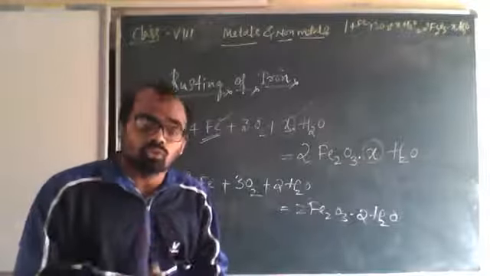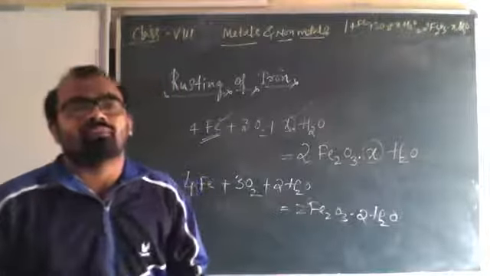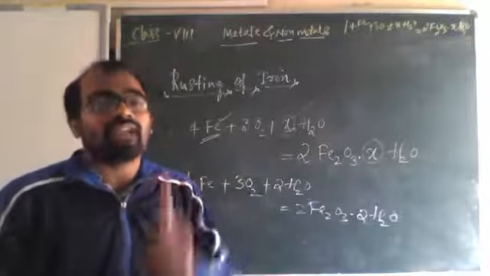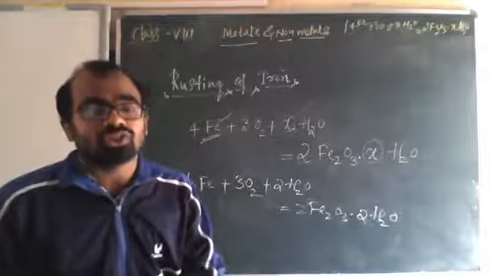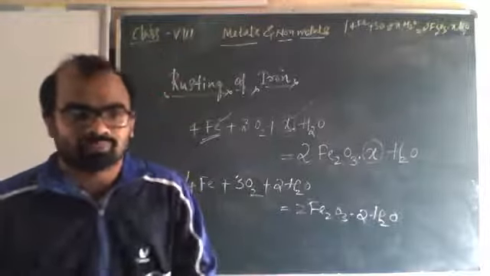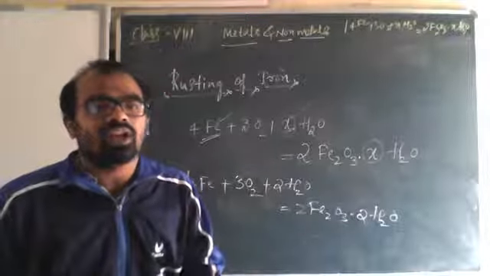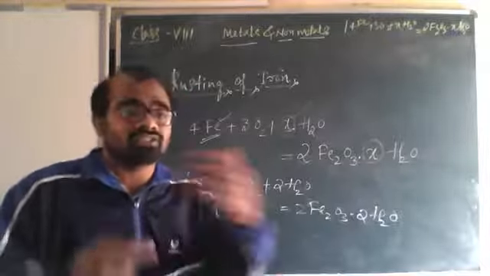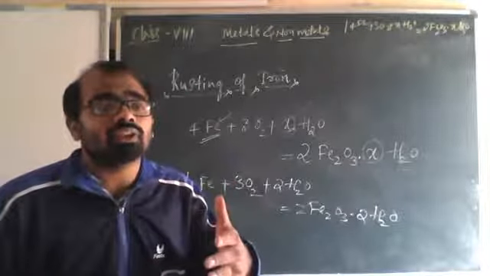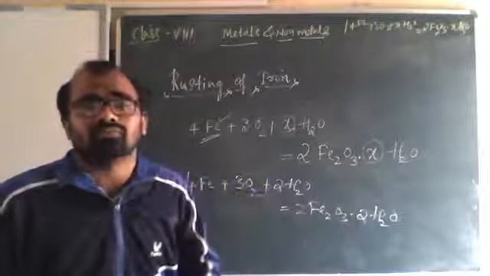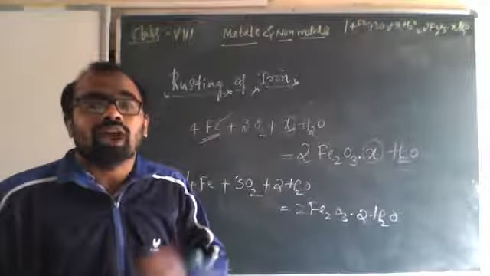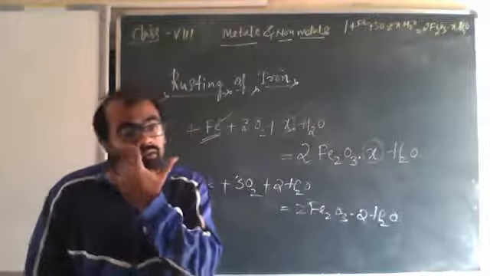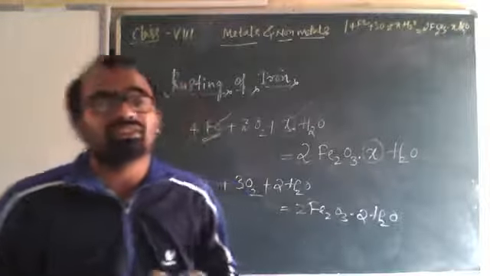Okay. So now we'll see once again what is rusting of iron. When iron is kept open to air, it reacts with oxygen and moisture content of the air, and hence a brownish colored layer is formed on the surface of iron. Where is it formed? On the surface of iron, and this process is called rusting of iron.